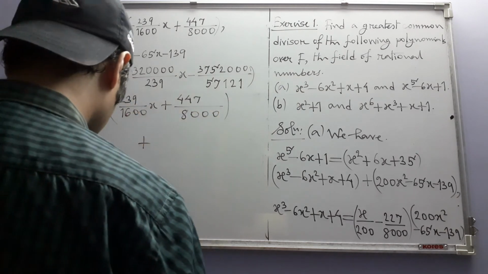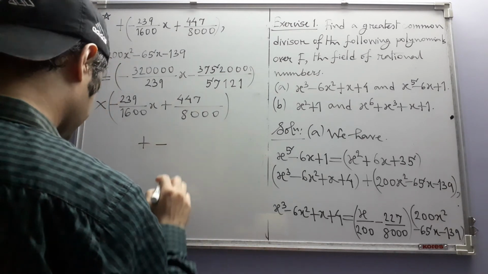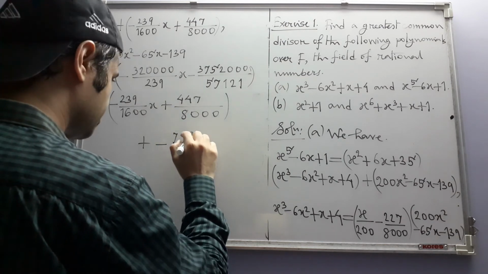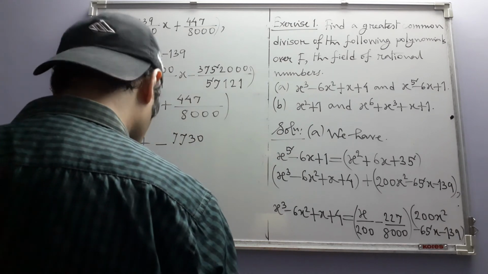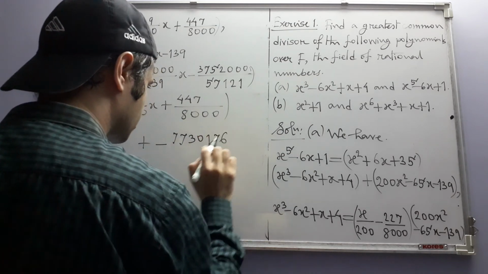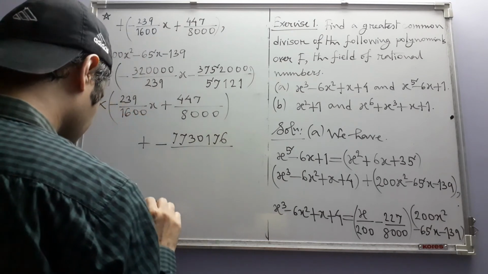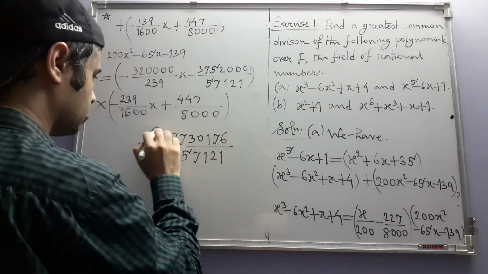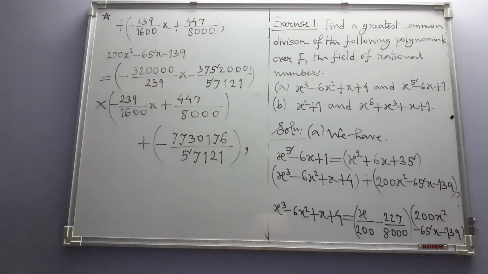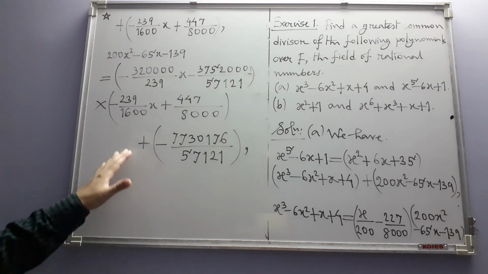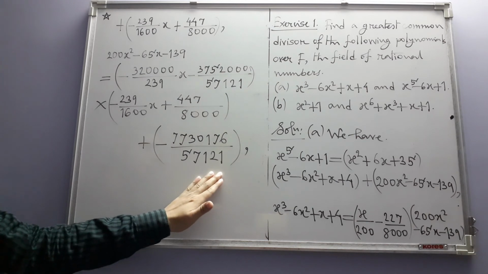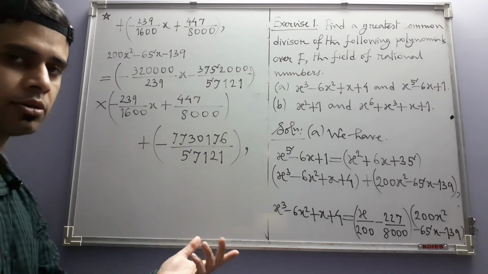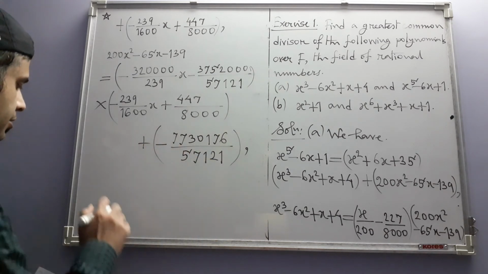Plus the remainder, which in this case is minus, it's a constant, 7730176 divided by 57121. And finally, if you divide this divisor by this remainder, you have a complete division. Then at that step you will get zero remainder. Why? Let me just show you why.